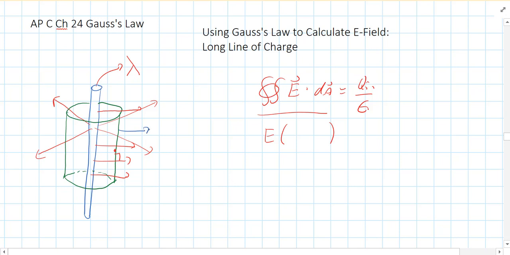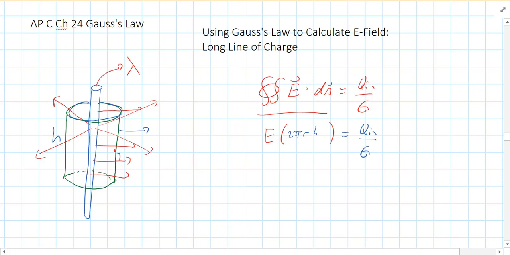What is the lateral area of a cylinder? It is 2 pi r, that's the circumference, that's this dimension there, times the height of the garbage can. So we're going to give the garbage can a height h. This is going to equal Q enclosed over epsilon naught.